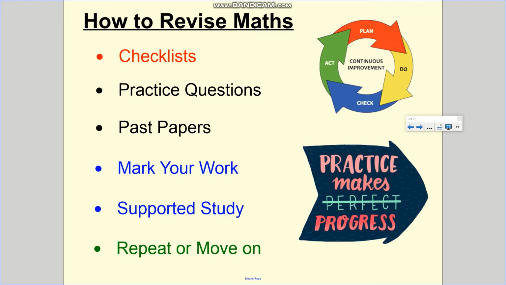Okay, hopefully by the end of repeating this a good few times, this cycle, you'll start to feel a little bit more confident about taking on things like whole past papers. You'll start to feel a bit more confident about tackling exam questions quickly.